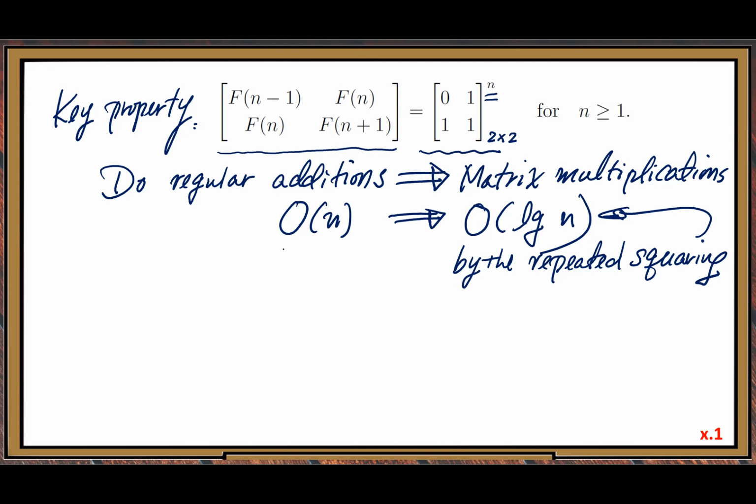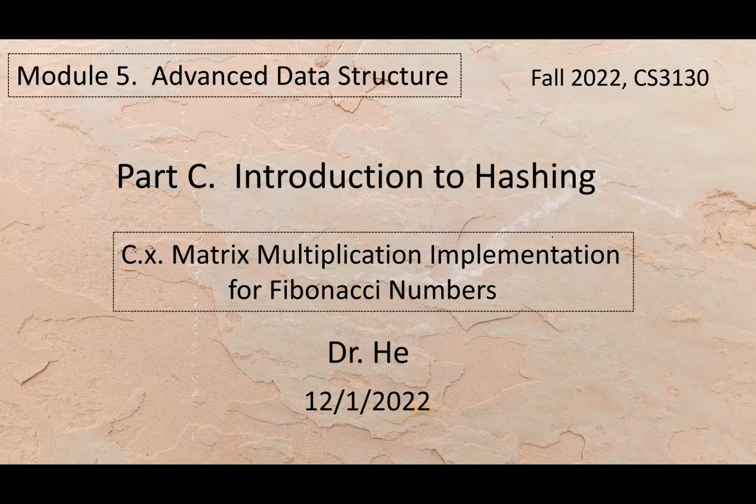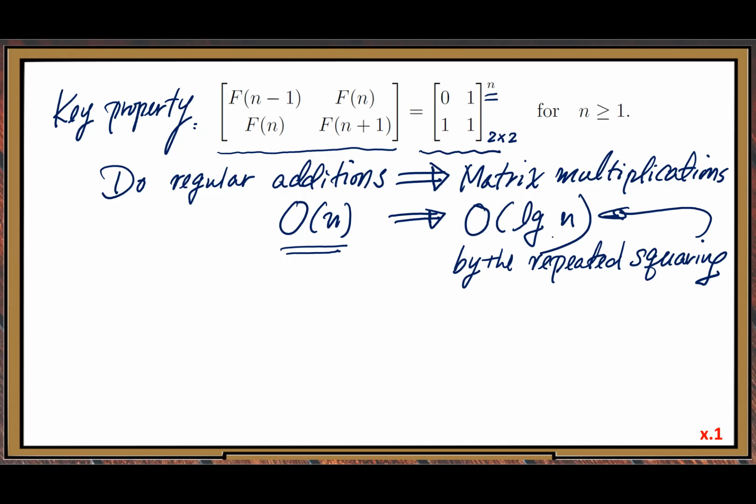Remember, big O of n, if we do the search, it's linear search. Big O of log n corresponds to the binary search. So how big is the improvement? That's just like from the linear search to binary search, that kind of improvement. Okay, so that's why this algorithm is very valuable.